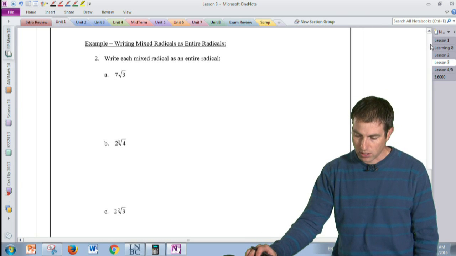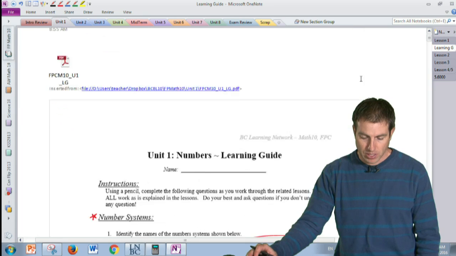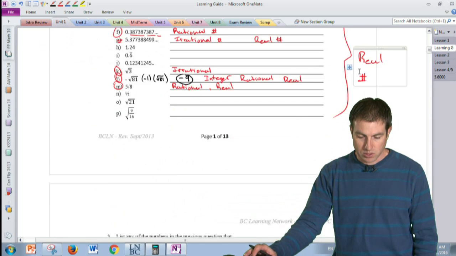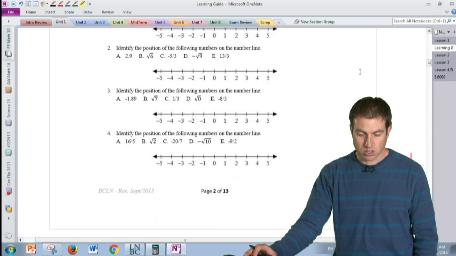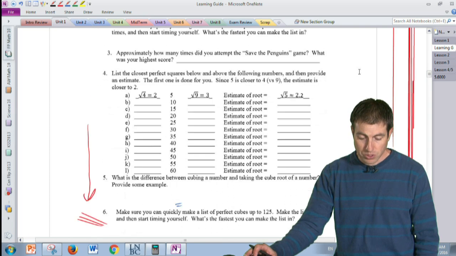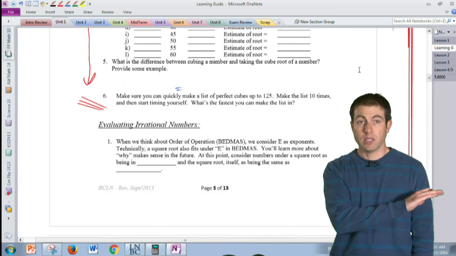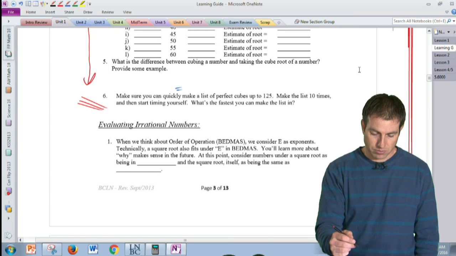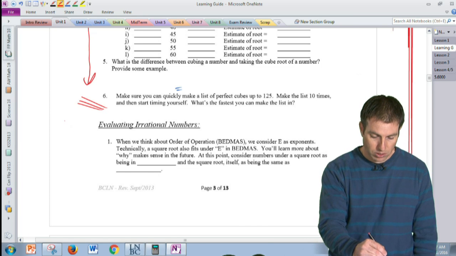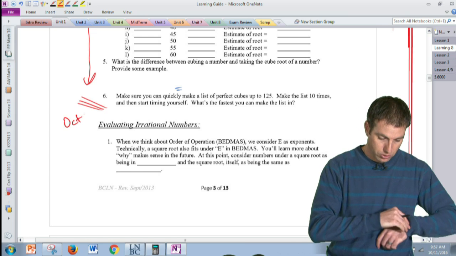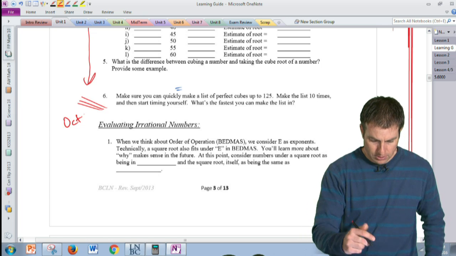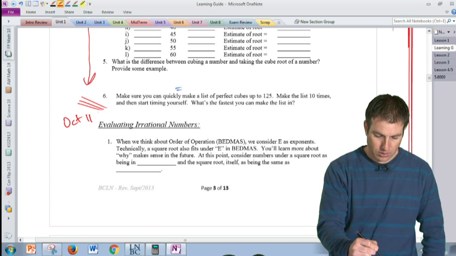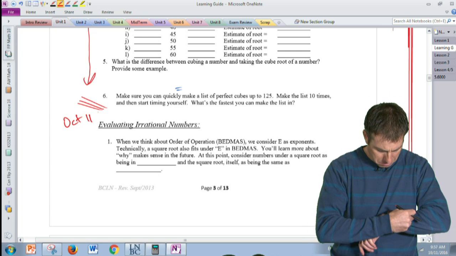What I'm going to do is just check the learning guide and see where we're at. So we talked about the real number system a little bit last class. We talked about number lines. We talked about estimating radicals, and I said finish up to the bottom of page 3 with the exception of this. So now we're looking, today is October 11th? Is that right?